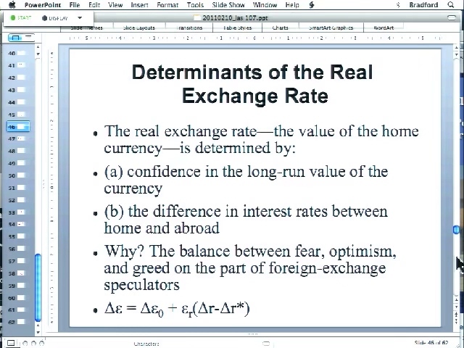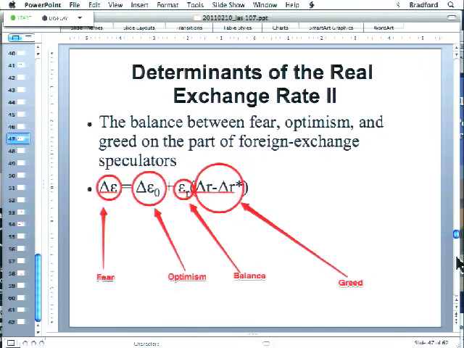And this parameter here, the sensitivity of the exchange rate to changes in the real interest rate, that's the balance term. And the way these fear, optimism, and greed terms are all going to work out is that the deviation of the exchange rate from baseline is going to be equal to a term that depends on speculators' relative optimism, plus the sensitivity of the exchange rate to the interest rate, times the gap in interest rates between holding your wealth at home and holding it abroad. And let me stop there, and I'll go over this again at the start of the next lecture.